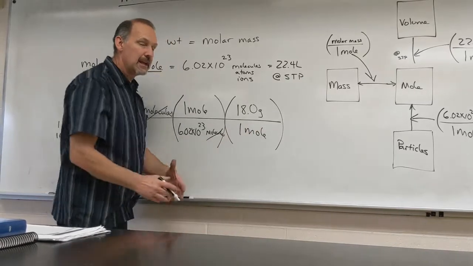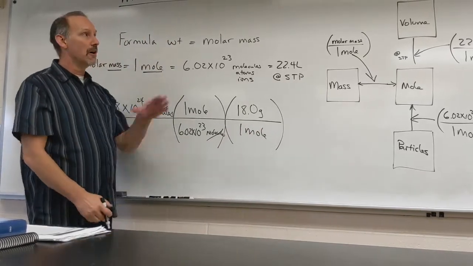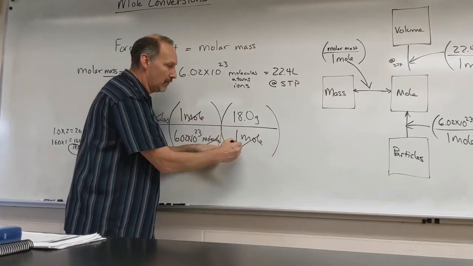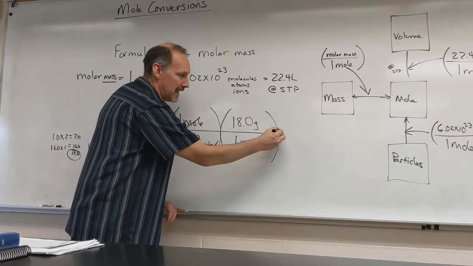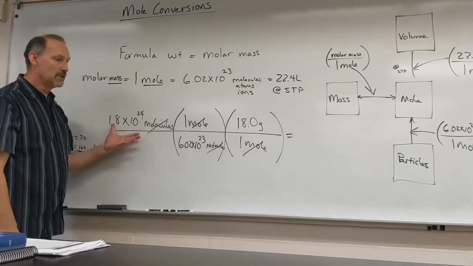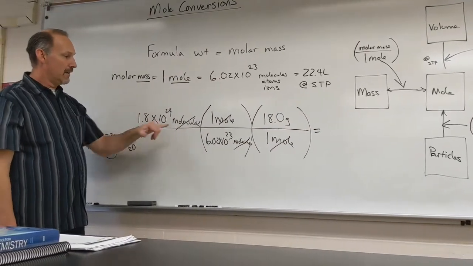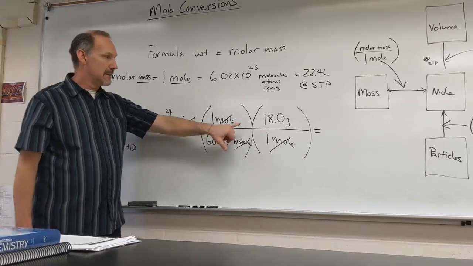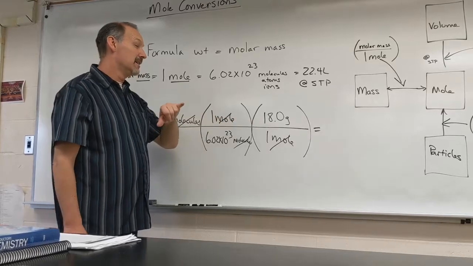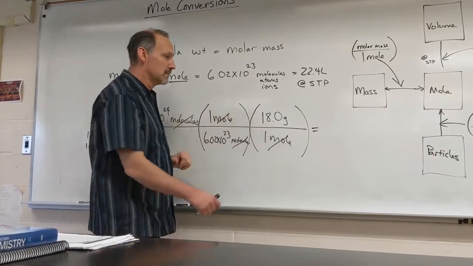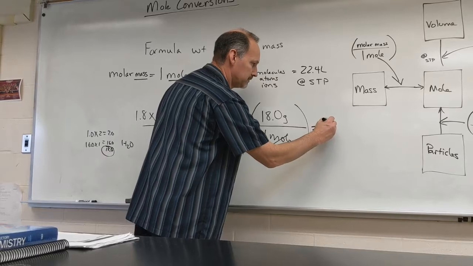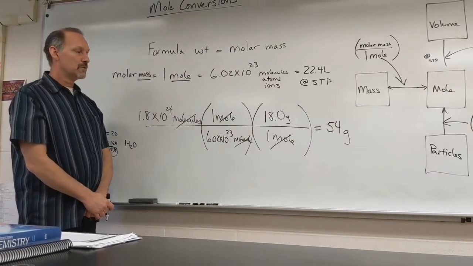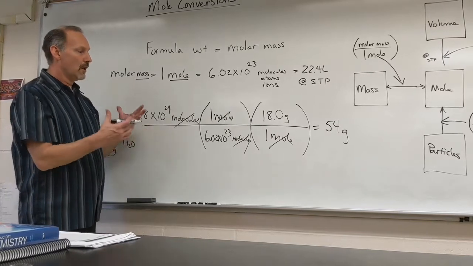But remember, if you just watch your name like we did in all our other conversions, what name I don't want needs to cancel out. The name I should get should be on the end, on the top. So all I need to do is math. I know 18 divided by 6 is 3, so this is going to be an answer of 3 here. And then 3 times 18 is 54. So it's going to be 54 grams. So that's what's going on there. That's how you do it.